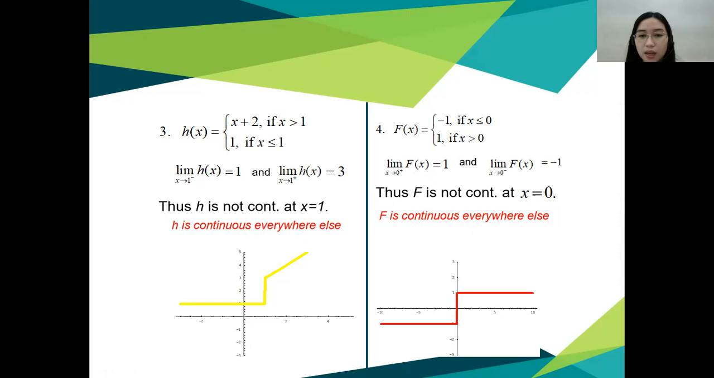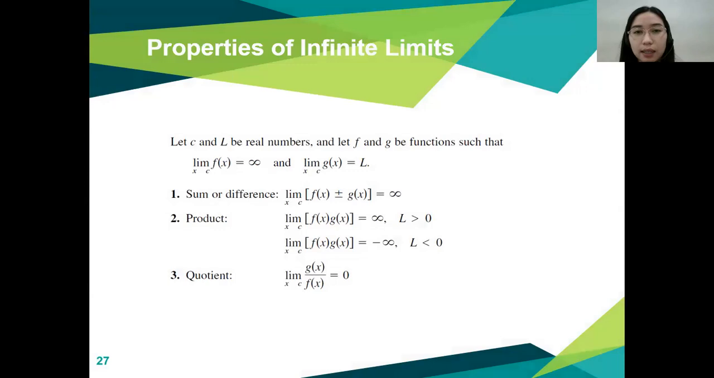By the way, we almost forgot, from the last meeting, the summary of the properties of infinite limits. You can use this for infinite limits. Let C and L be real numbers and f and g be functions such that the limit of f of x as x approaches c is equal to positive infinity, and the limit of g of x as x approaches c is equal to L. If we add or subtract, the answer is positive infinity. That makes sense, since if we add or subtract infinity with a number, the number gets overlapped by it. Since it is infinite, we don't know the value of that infinity. Therefore, if we add or subtract infinity, the answer is infinity.